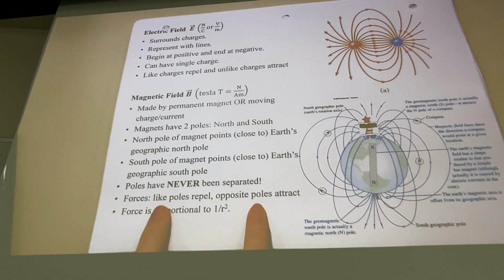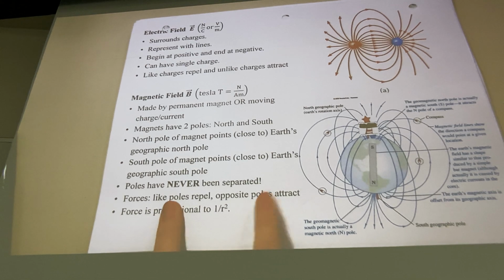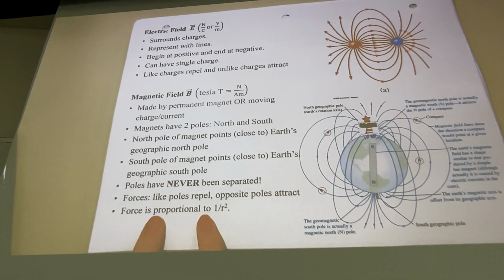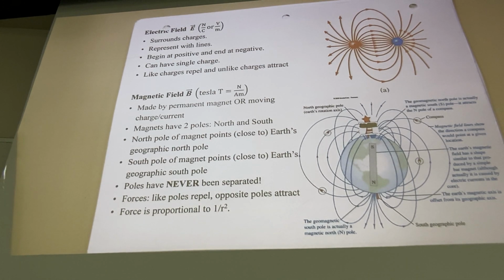We have the same sort of a field force. Like poles repel, opposite poles attract. If you measure that force, you do find it goes as 1 over r squared, just like the electric force. So that's some stuff in a nutshell.